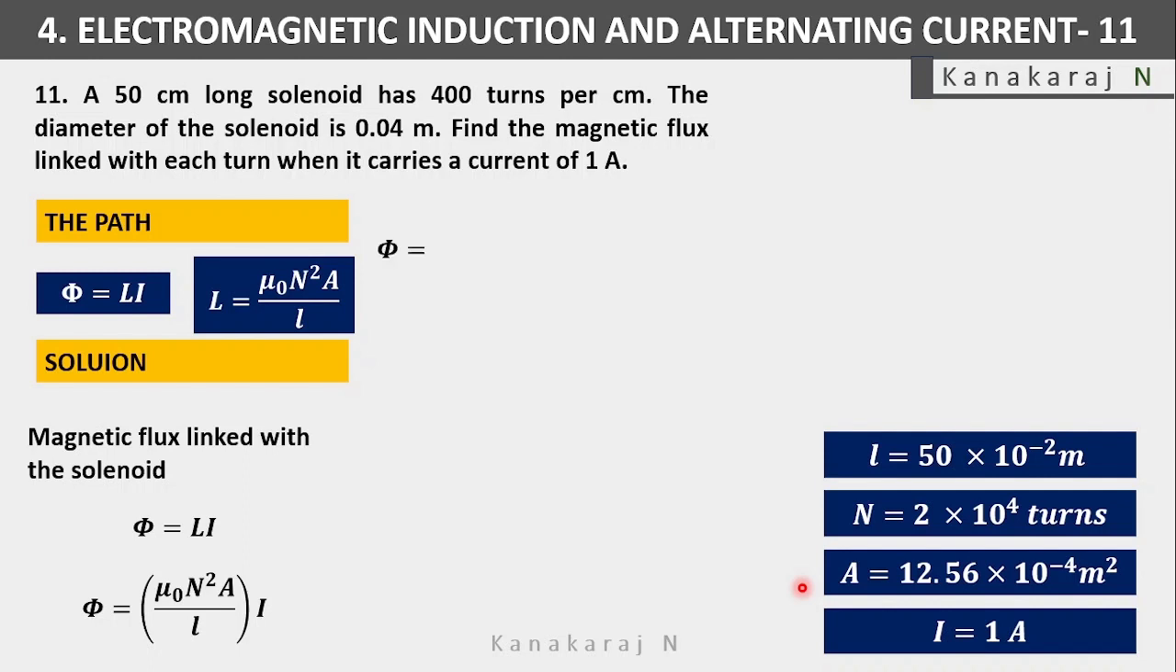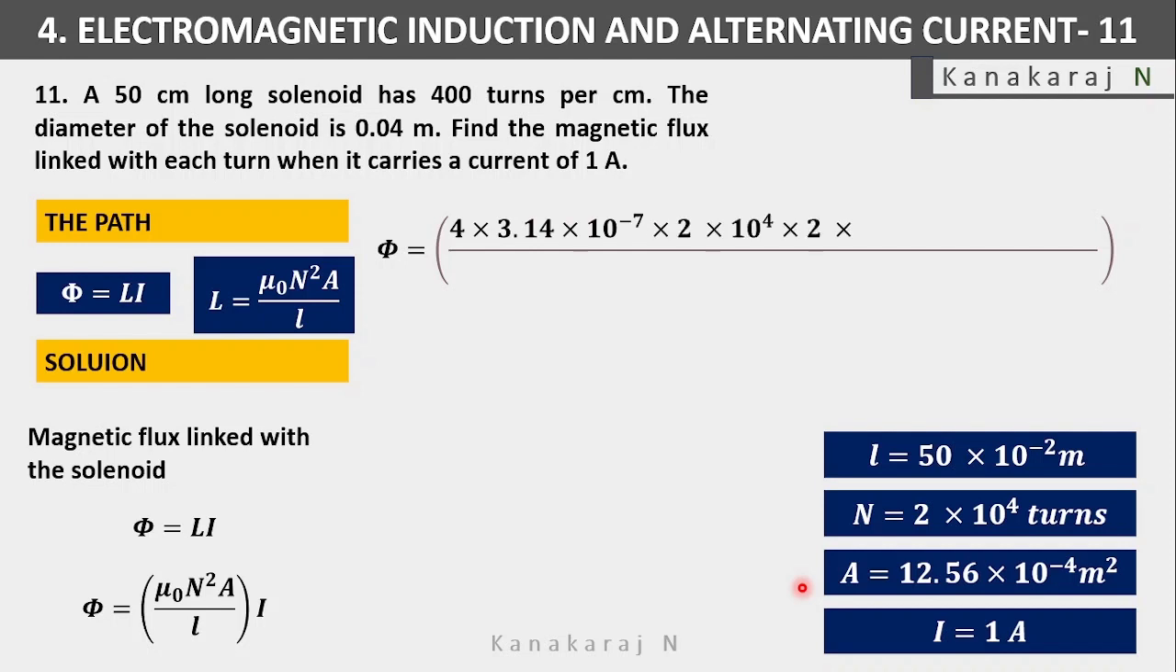Good. So phi equals mu naught, which is 4 pi into 10 power minus 7, and N is 2 into 10 power 4 twice. Area is 12.56 into 10 power minus 4, divided by the length, 50 into 10 power minus 2, and the current is 1 ampere. We are going to simplify this.